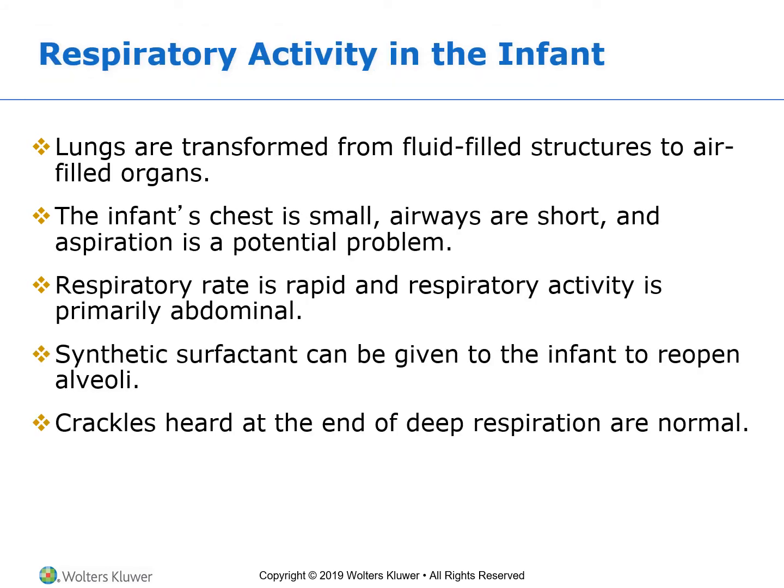So you'll probably want to take a look at 39.1 in your book, that table, and just become familiar with that. A couple things you want to remember. A baby, their chest is very small. Their airways are definitely shorter than an adult, and they're at a higher risk for aspiration. They have a risk for aspiration, okay?